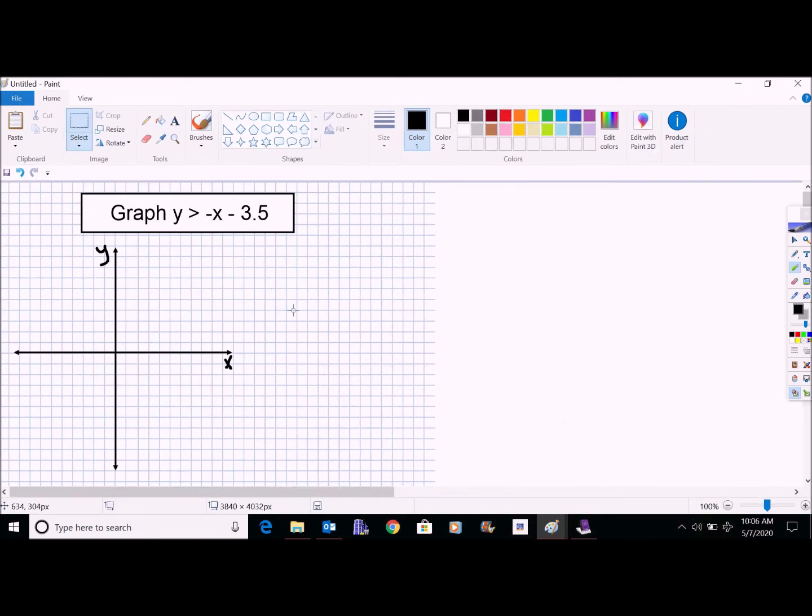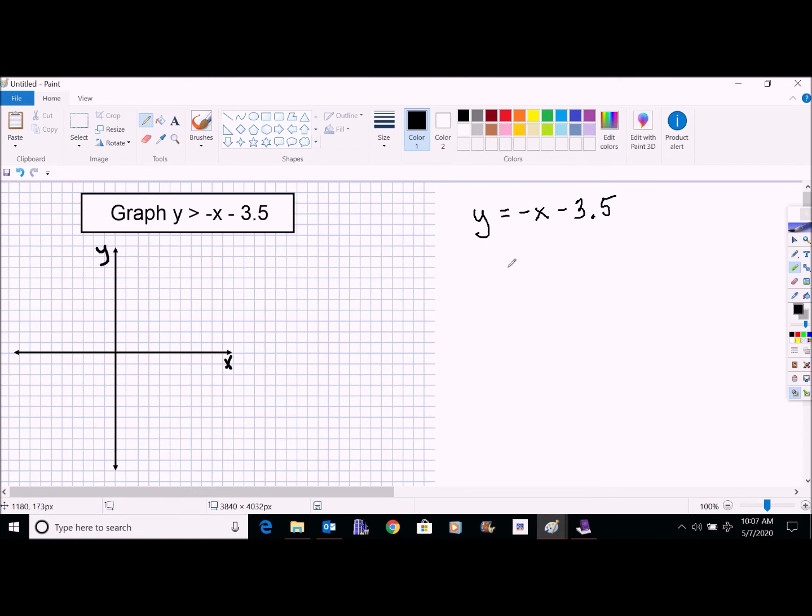All right, let's look at this one. Don't let the decimal point intimidate you. We do take a quick scan of this particular one. It's got greater than, not greater than or equal to, which means I'm going to be doing a dashed line once I start thinking of it as an inequality. And what I would like to do here is think about it being y equals negative x minus 3.5.